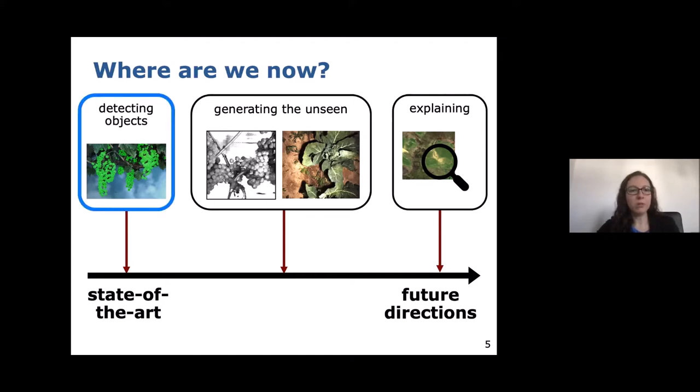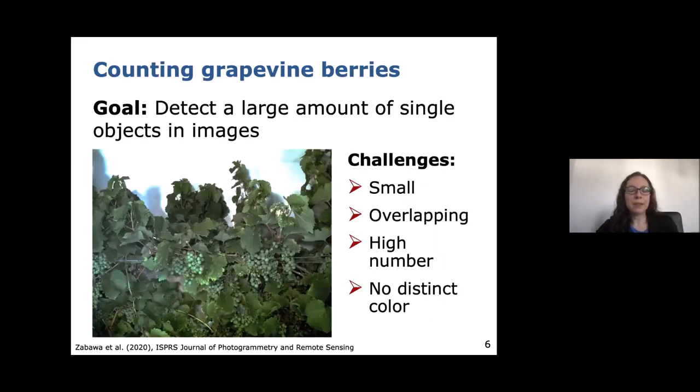And I want to start by showing you how to detect objects. This example I show you now, I consider state of the art. And in viticulture, as in many other agriculture areas, detecting the number of fruits is important because the number and the size are a good indicator for yield.